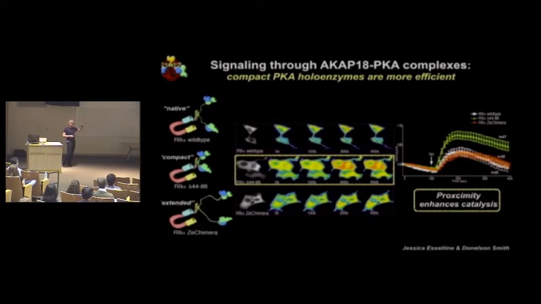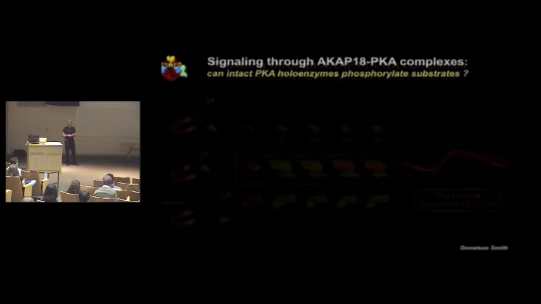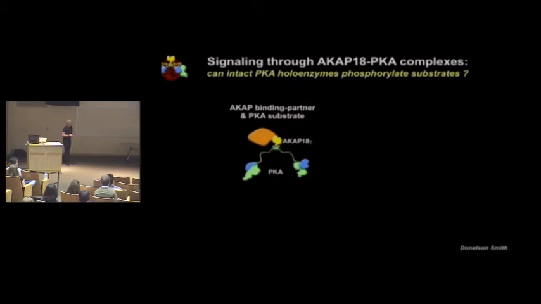So the take-home message from this was sort of surprising. Although you've got intrinsic disorder, proximity enhances catalysis. So how close you are to substrate is going to govern how well it's phosphorylated. It's probably also going to make sure that you have less dephosphorylation or less effective signal termination enzymes. So that was the next thing that we wanted to look at.